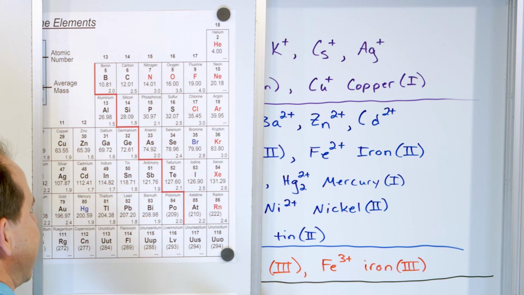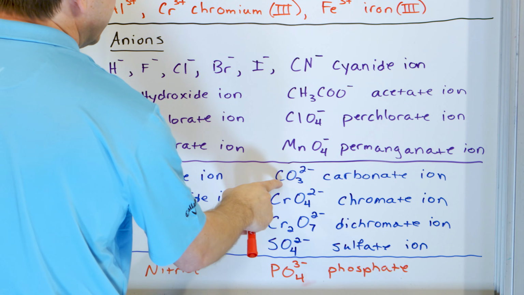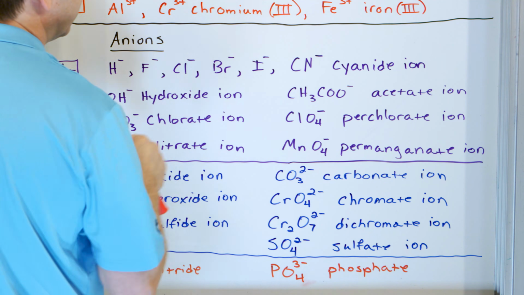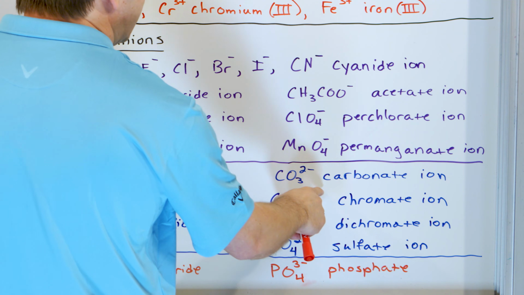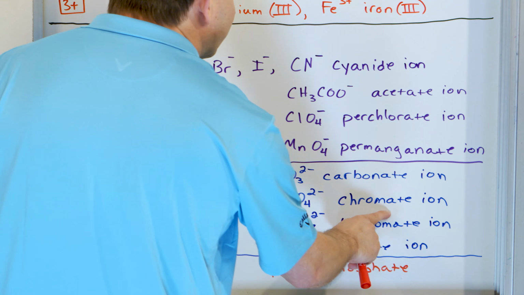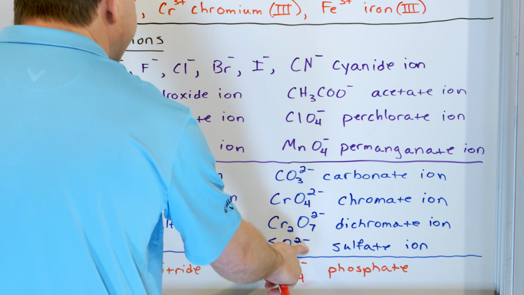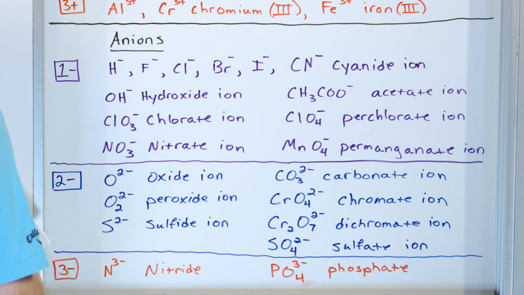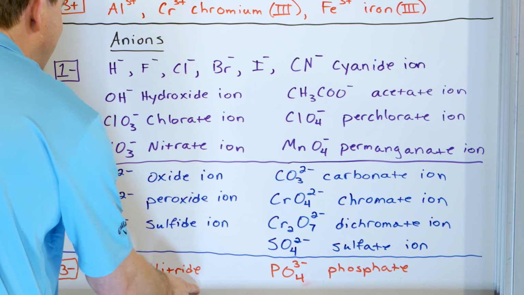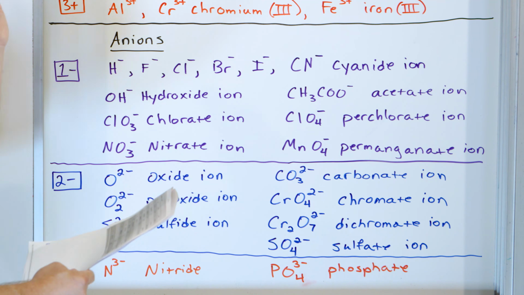We can predict that from the position on the table, but we have these other polyatomic ions. CO3 has an overall charge of -2, that's called a carbonate. CrO4 has an overall charge of -2, it's called a chromate, and then you have a dichromate, which is similar. Sulfate, extremely common, SO4 has an overall charge of -2. And then finally we have nitride, and then we have phosphate, PO4, -3. So these are not things you need to memorize.